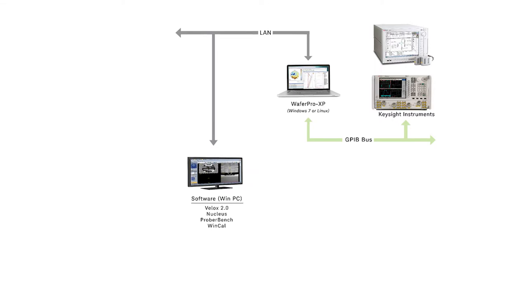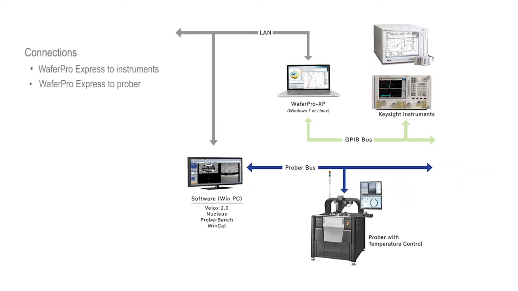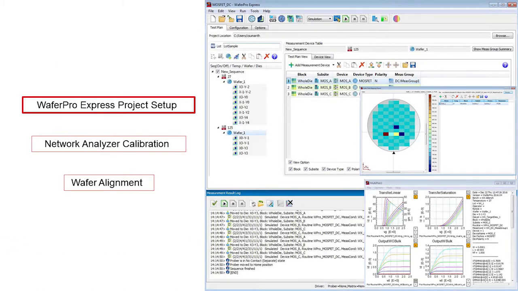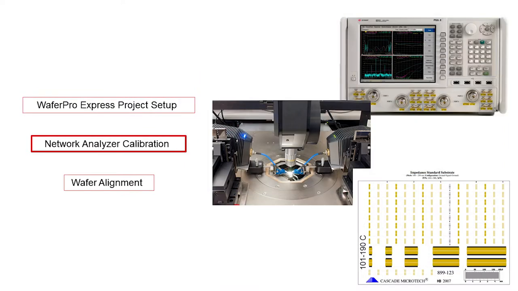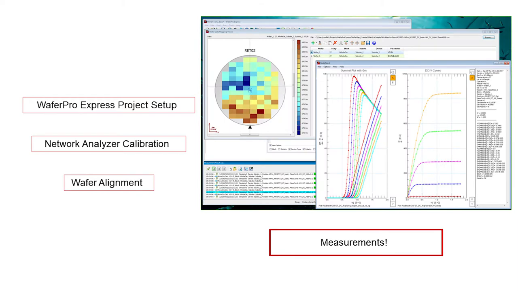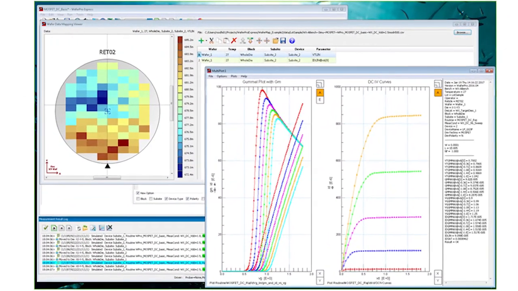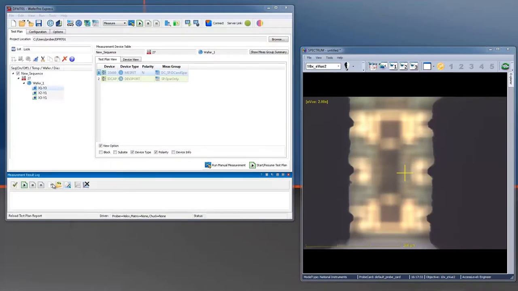The WaferPro Express software sits at the intersection of Keysight instruments and wafer prober control software, which in turn drives the wafer prober. Using this tool, we can efficiently get automated measurements across a wafer and ready for modeling. Given our WaferPro Express project setup, network analyzer calibration, and probe alignment, we are now ready to see measurements in action. Let's first do a manual measurement on our MESFET and capacitor structures, and then run a test plan sequence.